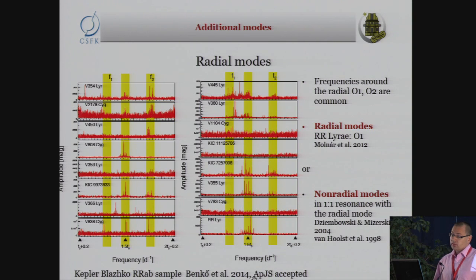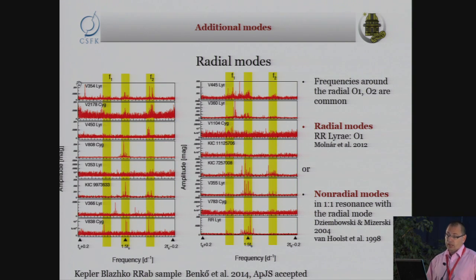The next part, I'm going to talk about additional modes. So we have these half-integer frequencies in the Blazhko modulated stars, and here I show 16 Kepler Blazhko stars, and the frequency spectrum between the fundamental mode and the first harmonic. So this is a very important part of the frequency spectrum, and the middle yellow band shows the half-integer frequencies. You can see those here.